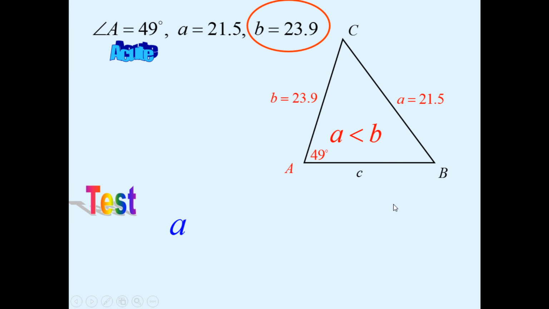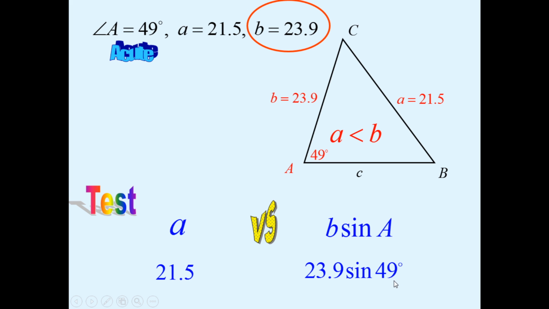So now let's find the height. It's a versus the height, or b sine A. Again, if you swing the segment all the way down perpendicular to segment AB, you see that's going to be the height right here. So the way to find the height is b sine A for this case. So b sine A, we do have 23.9 times sine of 49, which is 18.04. So the shortest leg is actually greater than the height.